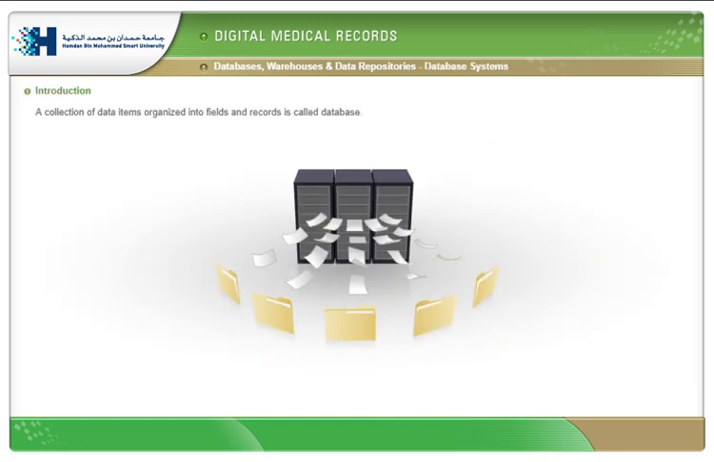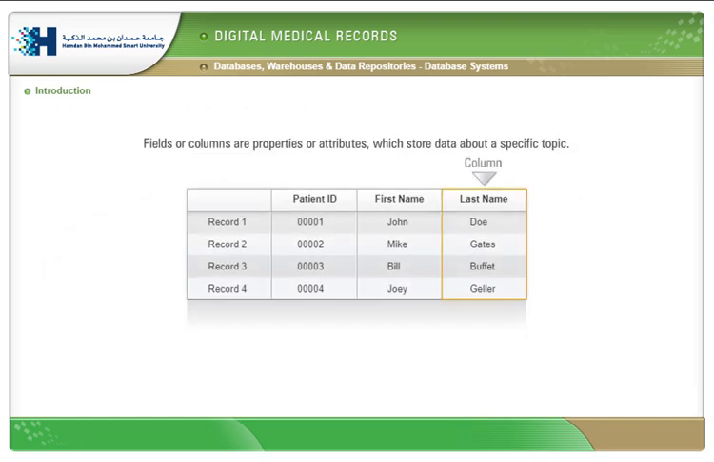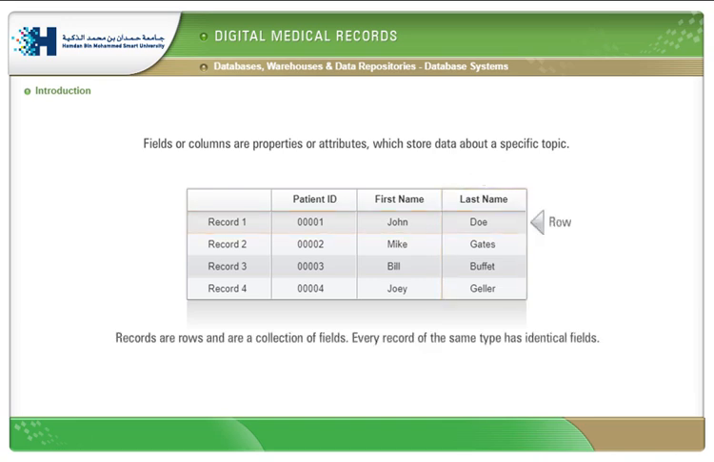A collection of data items organized into fields and records is called a database. Fields or columns are properties or attributes which store data about a specific topic. Records are rows and are a collection of fields. Every record of the same type has identical fields.